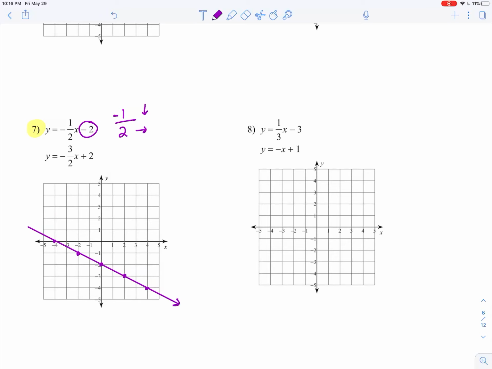Boom. Just going to label it for good measure, y = -1/2 x minus 2. Alright.